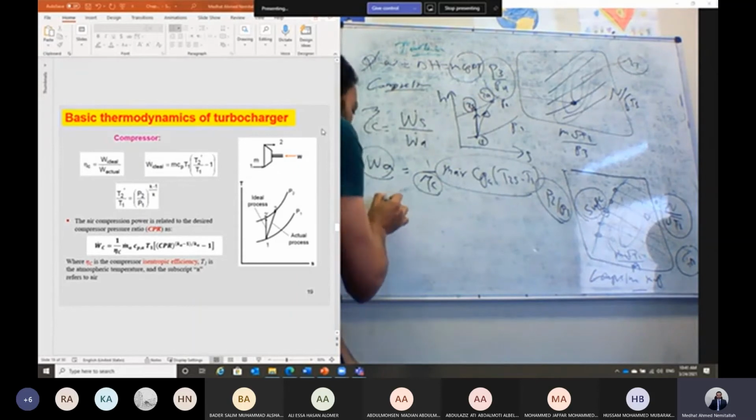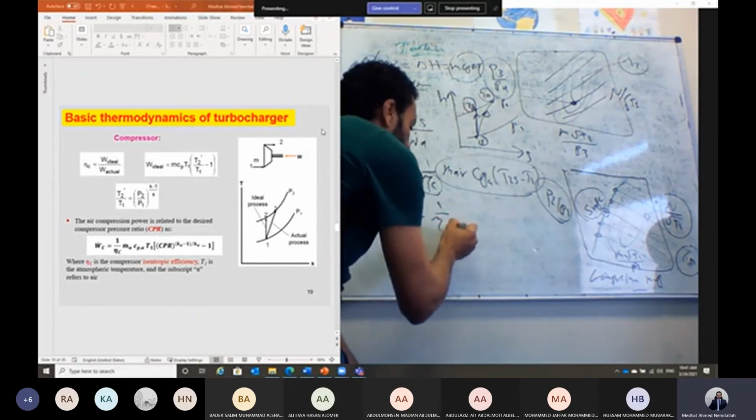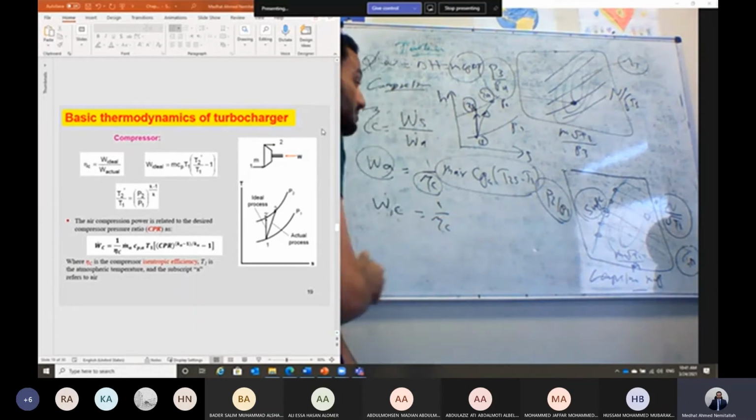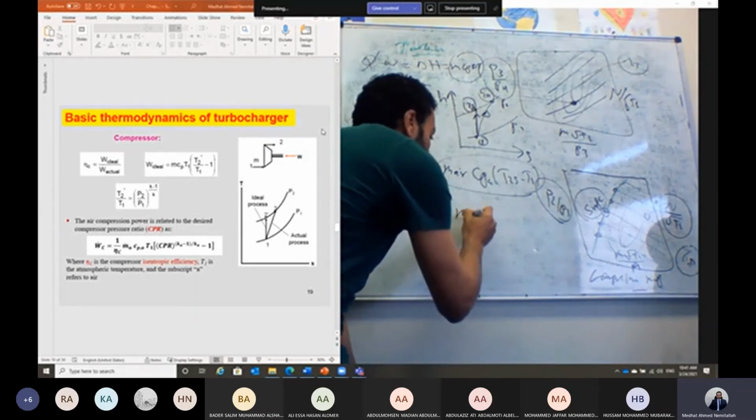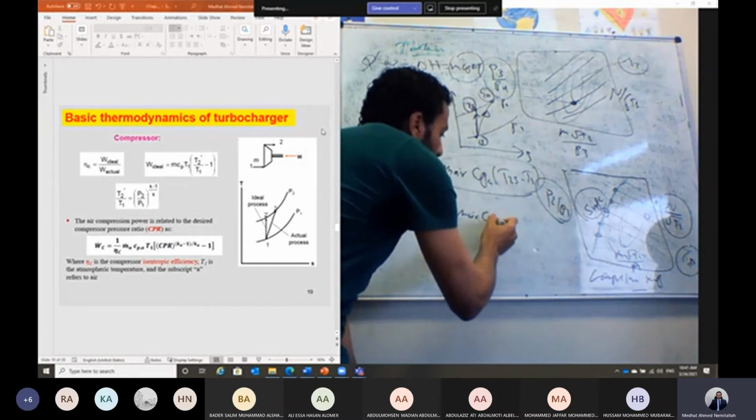But we can say the work of the compressor will equal 1 over the isentropic efficiency of the compressor multiplied by m dot air, Cp air.